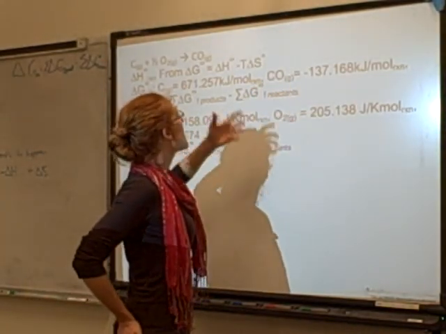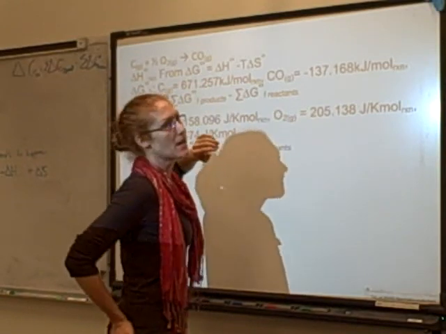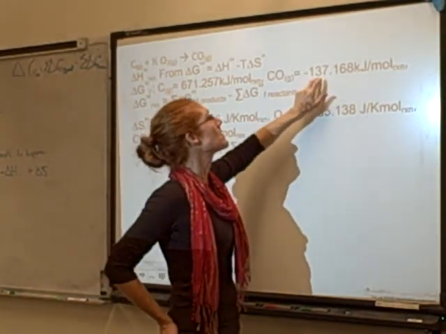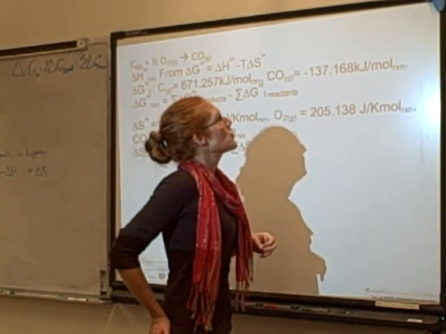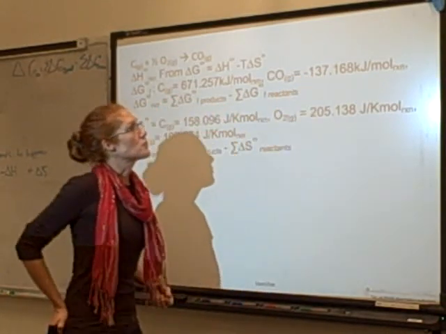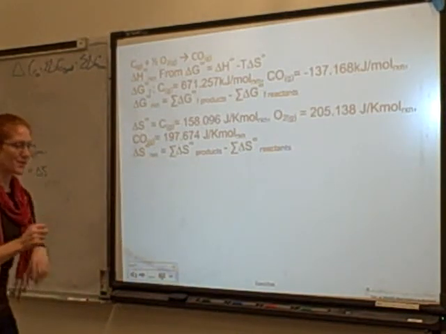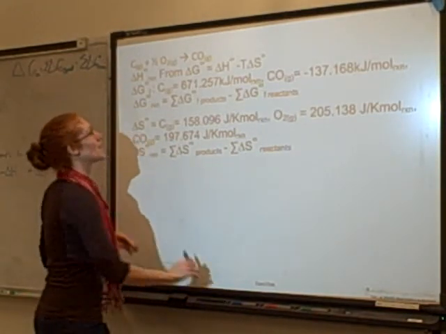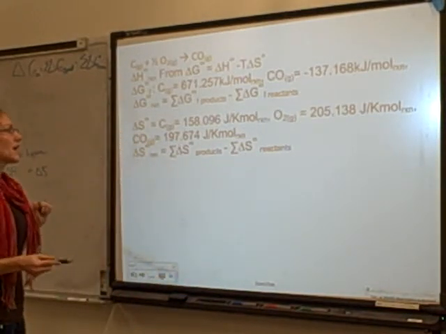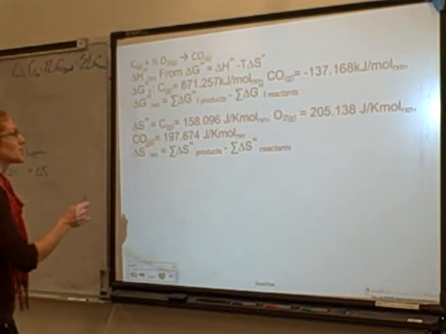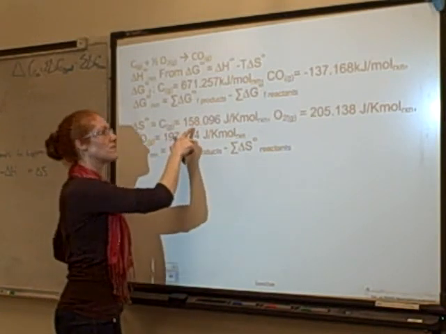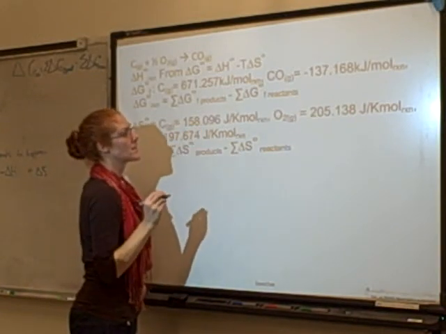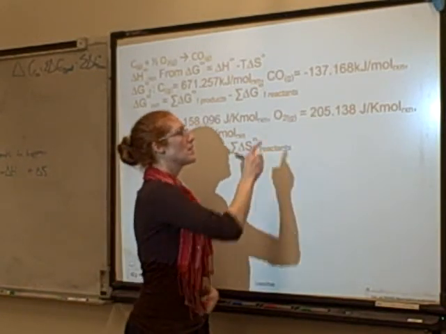When you make a mole of carbon monoxide from its elemental parts in standard state, it happens spontaneously. And that is negative 137.168 kilojoules per mole reaction. So you can write down those values and do that calculation with me. I'm given the Gibbs values, and let's write down the entropy values that were given as well. Entropy of formation of carbon, write down 158.096 joules per mole Kelvin.